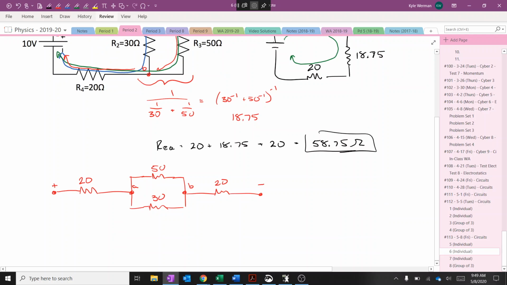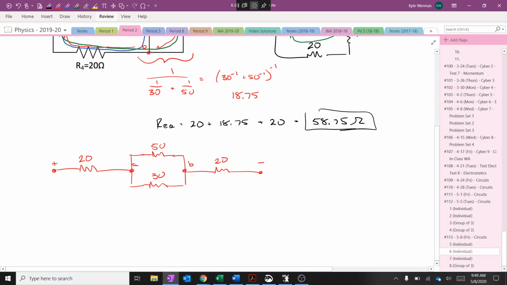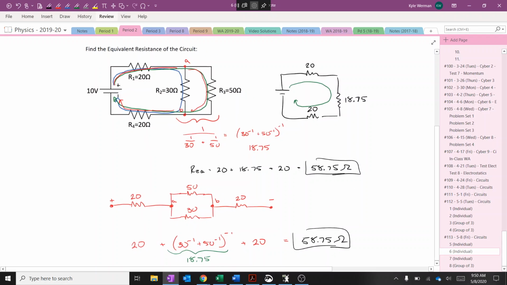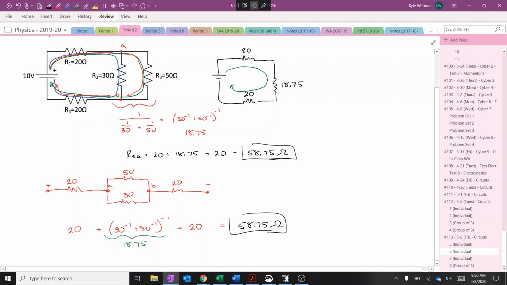All right, so when I do this redraw, you can clearly see the series and parallel components. So I can say, well, 20 plus the parallel combo, 30 to the negative 1 and 50 to the negative 1, all to the negative 1, plus another 20. That would be my equation for REQ. And like I said, this part of that is equal to 18.75. And when I add it all up, I get my answer of 58.75 ohms. So kind of 2 methods to look at how to break this thing down. The more you practice, you might do a combination of these methods when you start looking at complicated circuits.